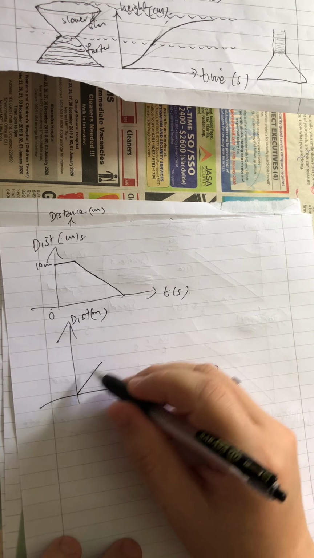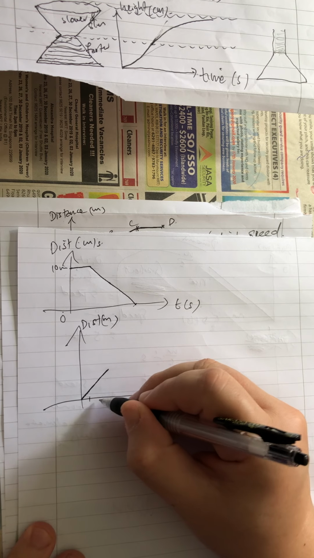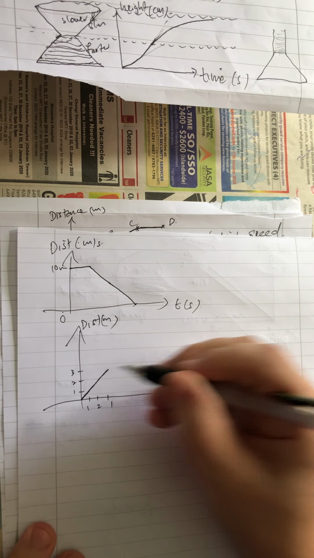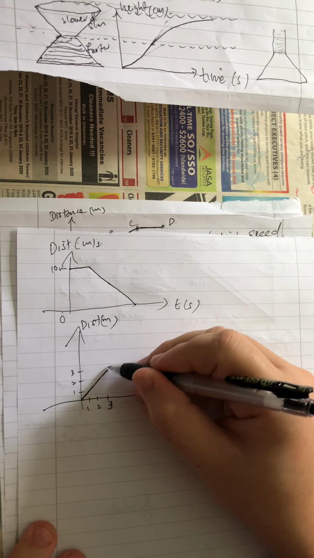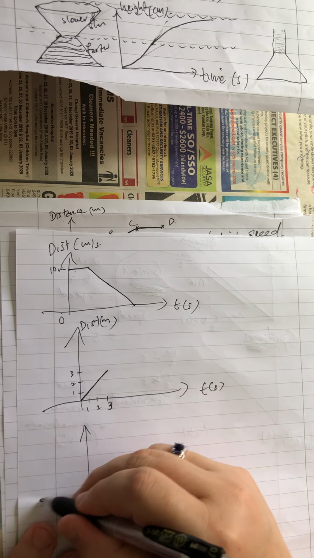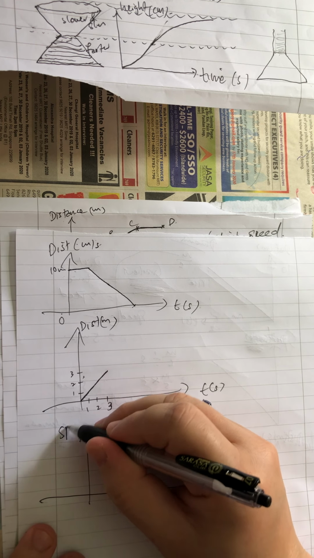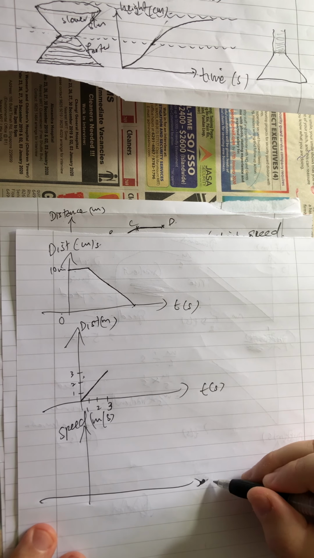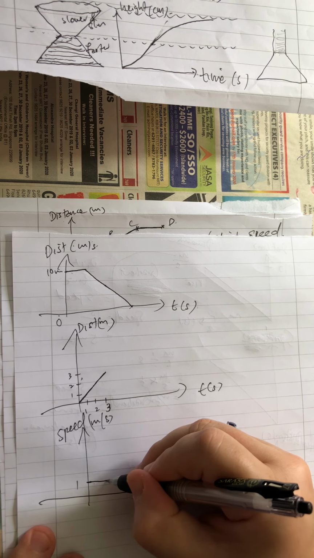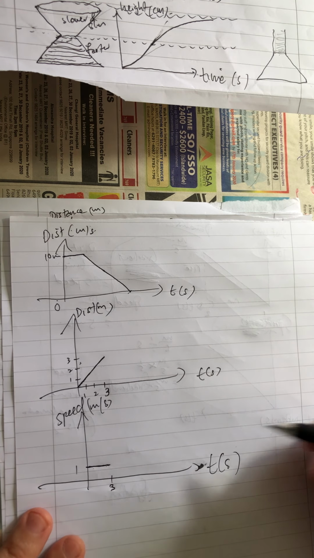If I were to draw the graph like that, a straight line, what does it mean? It means that the person is moving at a constant speed, correct? Because when I find the gradient of this, it's just 3 divided by 3, which is 1. So the speed for the first 3 seconds is 1. It's a straight line, so constant speed, right?